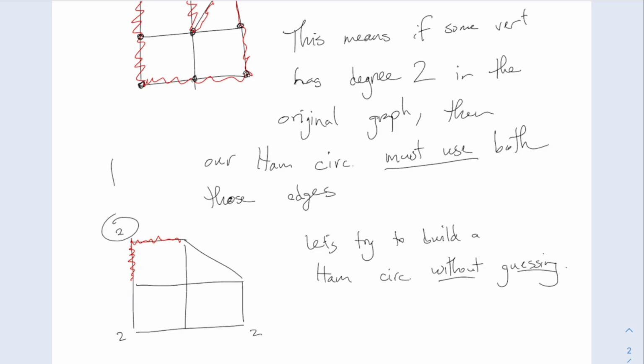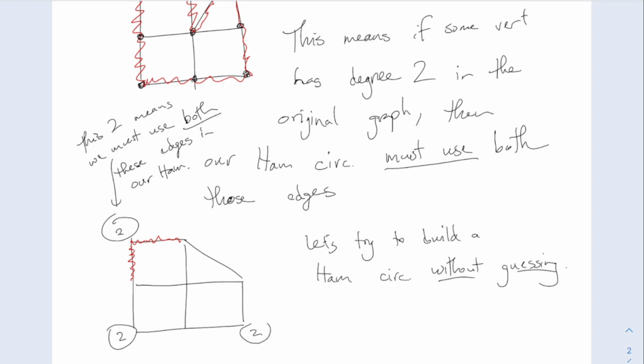All right, so here, this 2 means we must use both of these edges in our Hamilton circuit. We're going ham today. We have to use both of those edges in our Hamilton circuit, all right? And similarly with the other twos, right? I have this two here and I have this two here. We must use the two edges right here, and we also must use the two edges right here and here. All right.